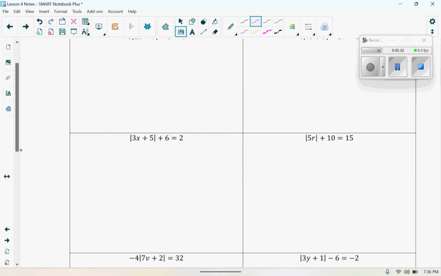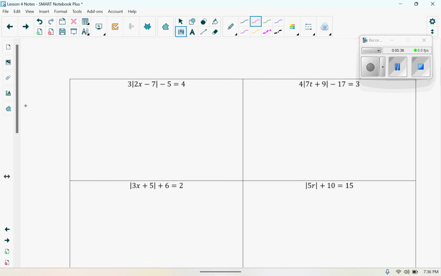Okay, let's keep it going. So this is what I was talking about a while ago. Do you see how I had these numbers on the outside? Think about this as the same thing as 3x minus 5. What would we do first to get the x by itself?